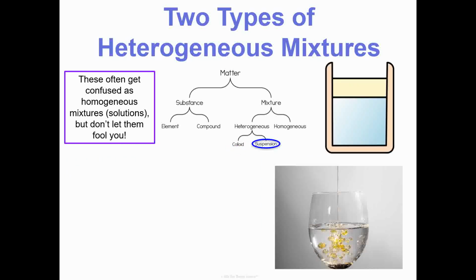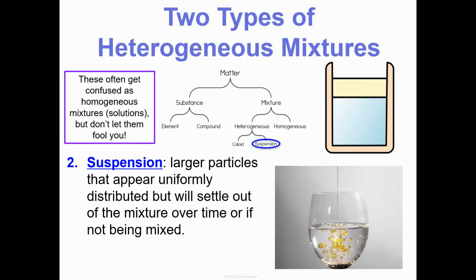The other type we have is suspension. These are larger particles that look to be uniformly distributed, but over time they're going to settle out into two different layers. Similar to oil and water. When you first drop the oil in water, you see these bubble-like things cast within the water, and then eventually, if you let it sit for long enough, it'll become its own separate layer.